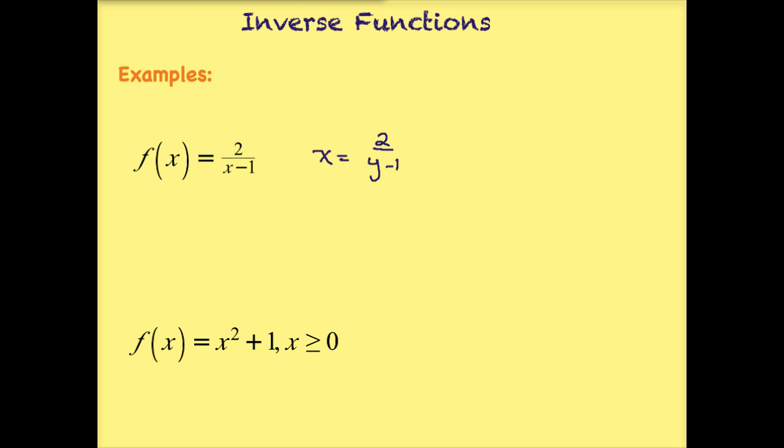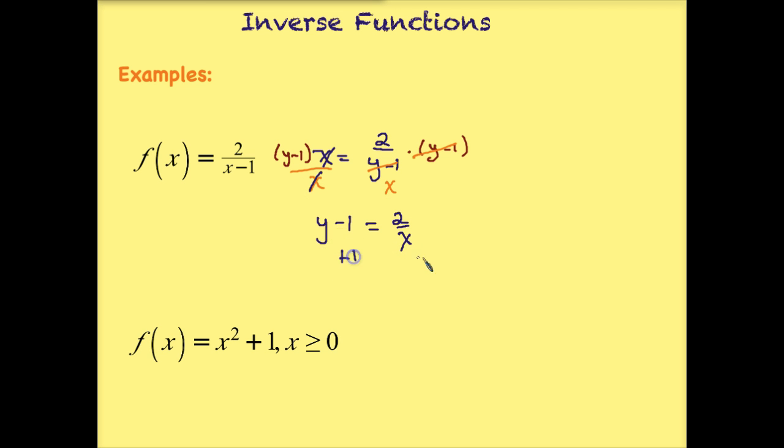In order to do that, we would multiply both sides by y minus 1, and then we can cancel the y minus 1 out of the denominator, and then we can divide both sides by x. So if we divide this side by x and this side by x, what we have left is y minus 1, these have canceled, is equal to 2 over x.